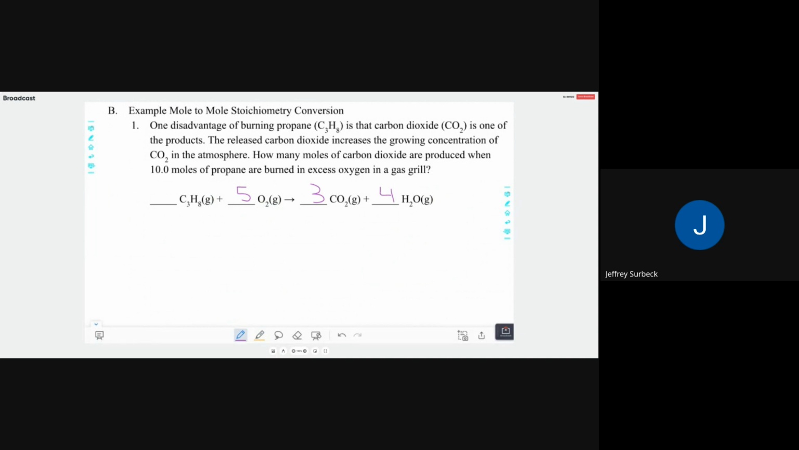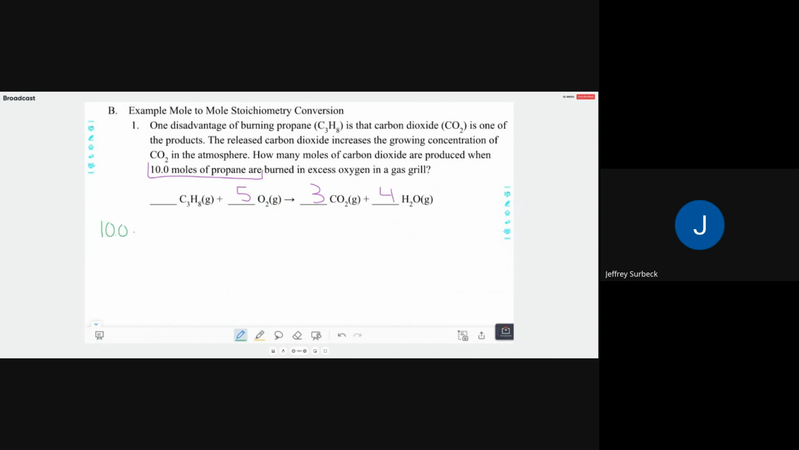Okay, so now it talks about propane. It's used in gas grills. And we get down to the final sentence here. It says, how many moles of carbon dioxide are produced when 10 moles of propane are burned in excess oxygen of that gas grill? So we're going to start out and we're going to have 10 moles of our particular propane. Propane has the formula C3H8.